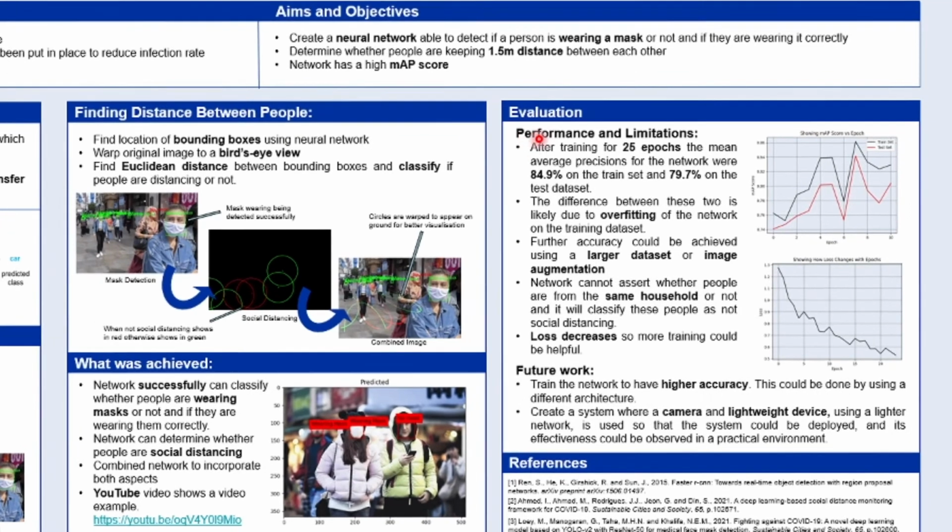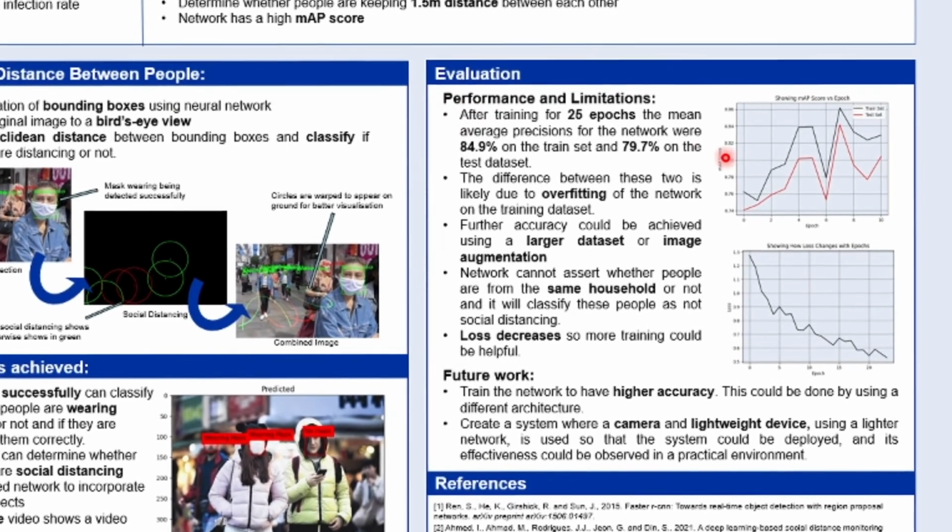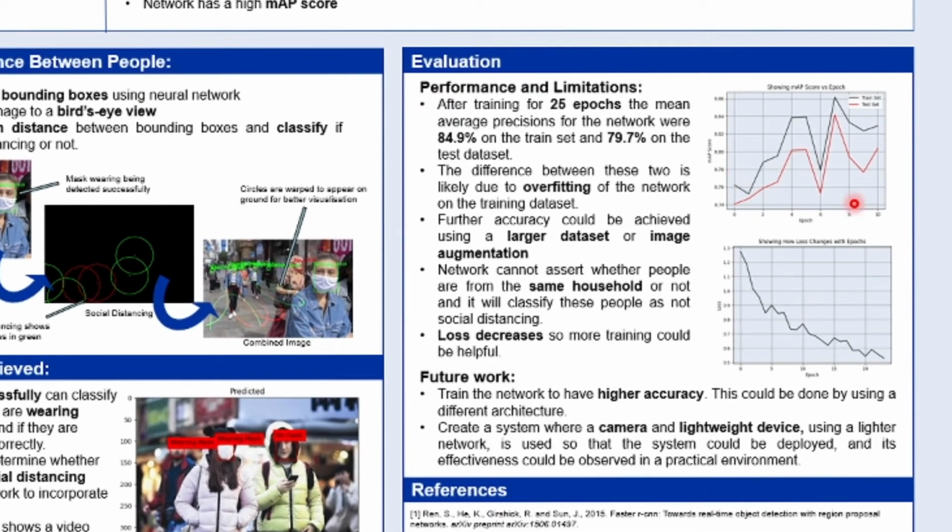After training for 25 epochs, the mean average precision of the network on the train set was 84.9% and 79.7% on the test set. This discrepancy is most likely due to overfitting of the data. This is a very high mean average precision.